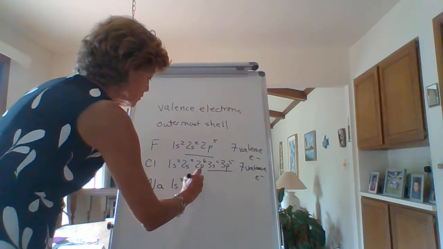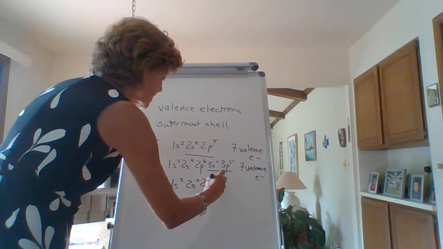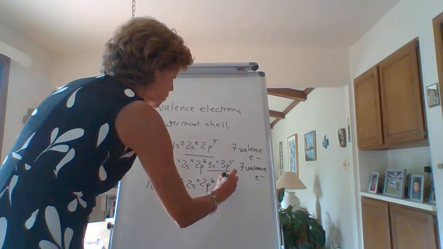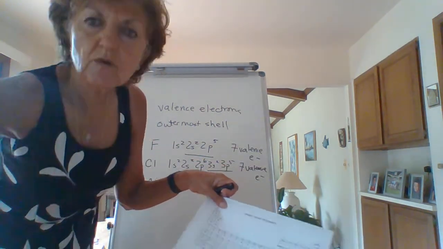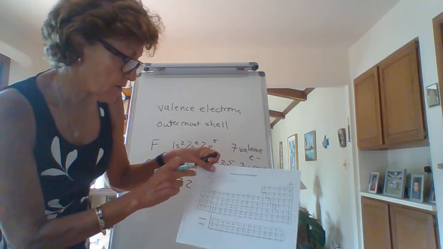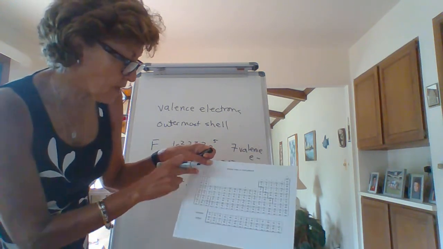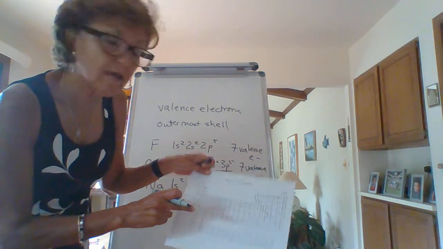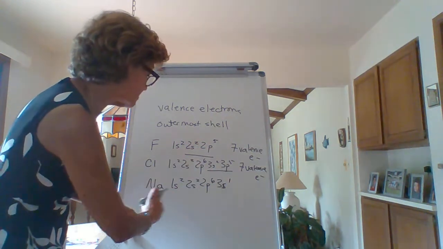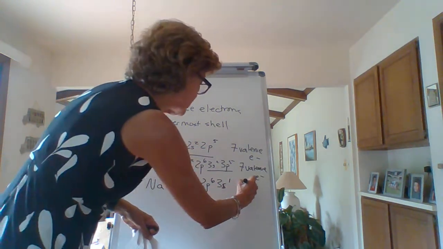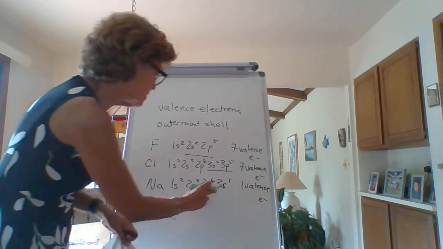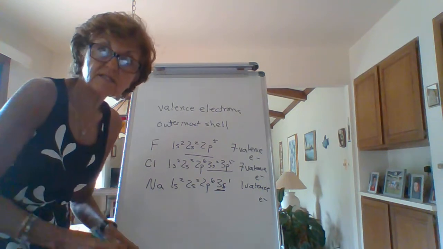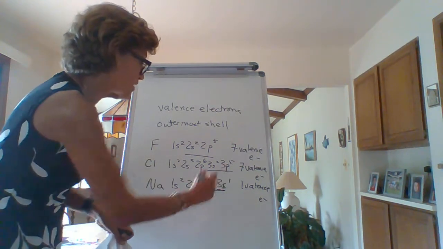1s2, 2s2, 2p6, 3s1. What group is sodium in? It's in group 1A. How many valence electrons does sodium have? 1 valence electron. Why 1 valence electron? Because the third shell is the outermost shell, and it has 1 electron in it.